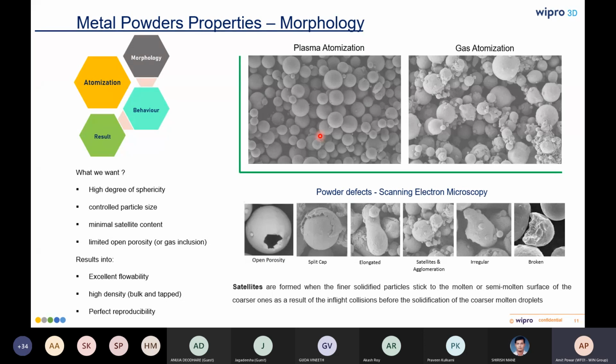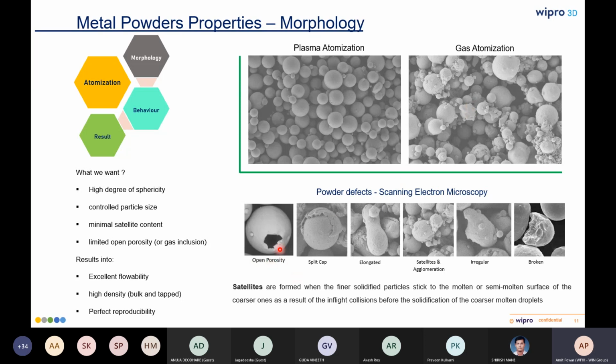So metal powder morphology, which I was talking about earlier. Here you can see two different images: the part morphology image for plasma atomization and the morphology image for gas atomization. In the case of gas atomization, satellite formation and agglomeration can be seen. Images for some of these defects can be seen here.